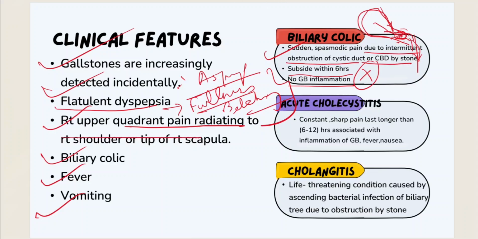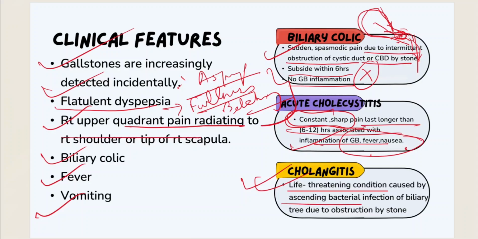Acute cholecystitis, on the other hand, is a constant pain, sharp but constant, and it lasts longer than 6 to 12 hours. There is definite inflammation of the GB, which is manifested as fever and nausea. That is acute cholecystitis. And what is cholangitis? Cholangitis is a life-threatening condition caused by ascending bacterial infection of the biliary tree due to obstruction by the gallstone.